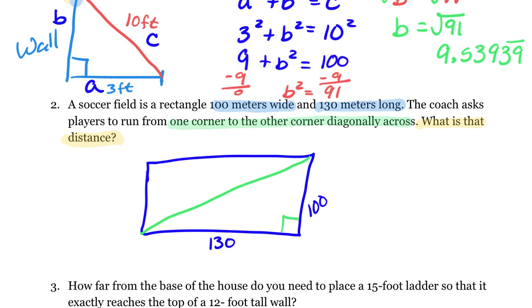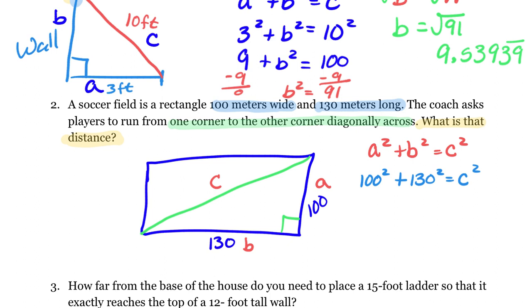Well, it's a soccer field, so I know it's going to have a right angle, so I can use Pythagorean theorem to answer it. So let's go. A being the shortest side, B being the middle side, and C will be the hypotenuse, the diagonal side. So again, A squared plus B squared equals C squared. So now take the information I know and insert it. So A I said was 100 squared plus B is 130 squared equals, I don't know what C squared is.